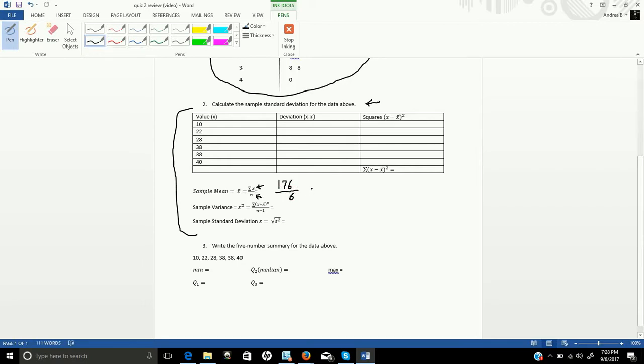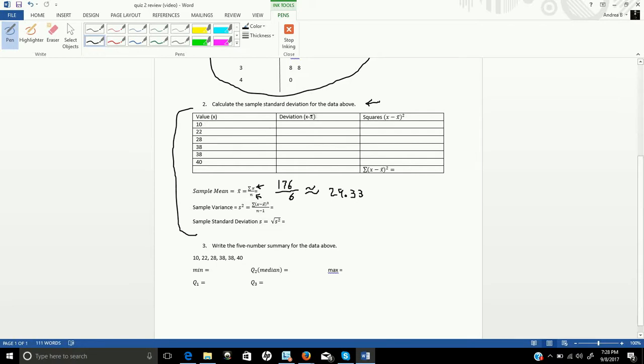So then to calculate these deviations here, we'd start out by doing the 10 minus your mean. That's what this x bar represents. Remember, x bar represents your sample mean. So we're dealing with a sample here. That's your symbol for the sample mean. So we do 10 minus that 29.33. So for that, we'd get about a negative 19.33.